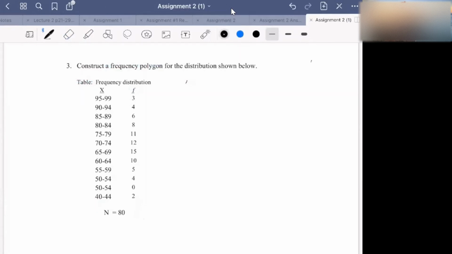Hi everyone, in this video I'm going to show you how to construct a frequency polygon for the distribution shown below. In this problem, you are given the intervals and the frequencies. In order to construct a frequency polygon, you need to find the midpoints of the intervals and the frequencies. You already know the frequencies, right? Here are the frequencies that are given to you already, but you're not given the interval midpoints. So that's what we are going to find first.